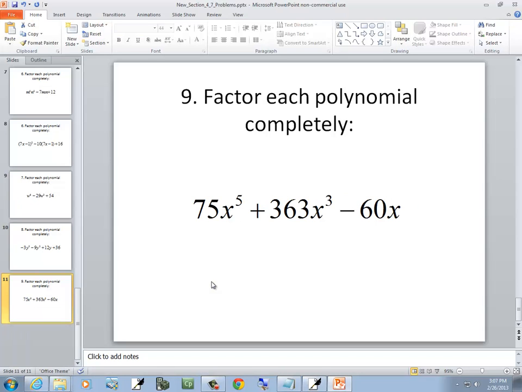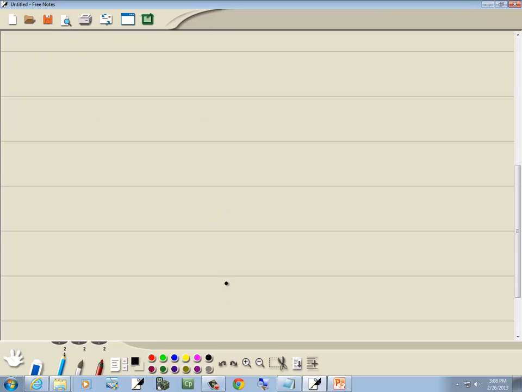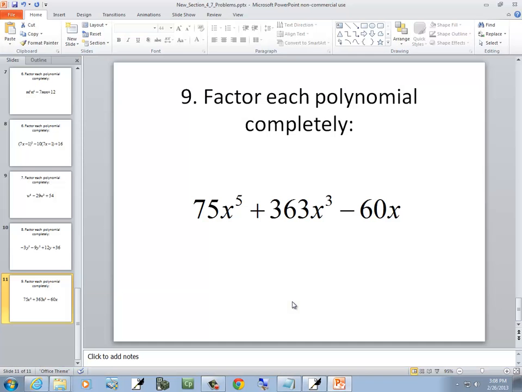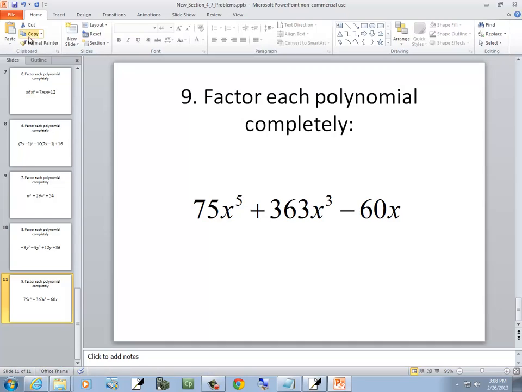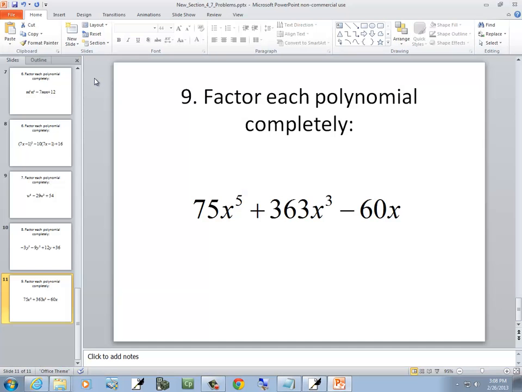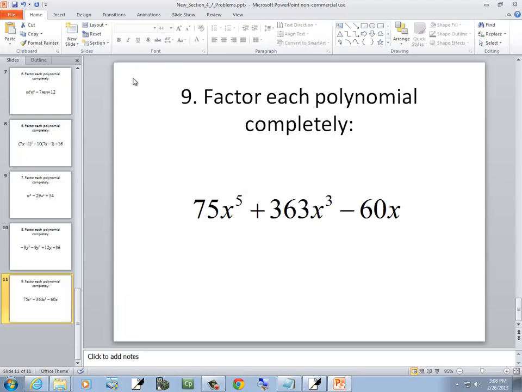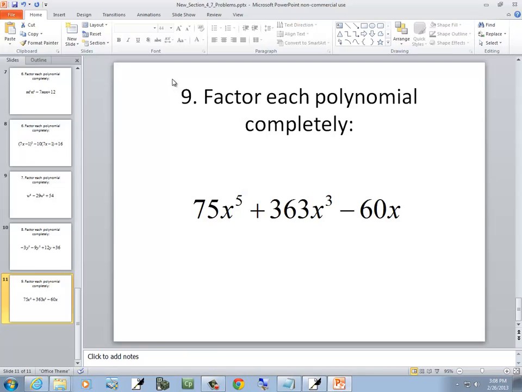Let's take a look at this one. We'll start down here. I think this involves a u-substitution at some point. I'm trying to remember. My memory is poor. 75x to the fifth plus 363x to the third minus 60x.